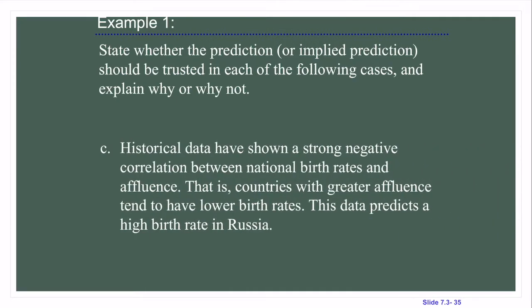Next, historical data have shown a strong negative correlation between national birth rates and affluence. That is, countries with greater affluence tend to have lower birth rates. This data predicts a future high birth rate in Russia. Okay, the problem with this was past data, right? You can't use past data to make a current prediction.